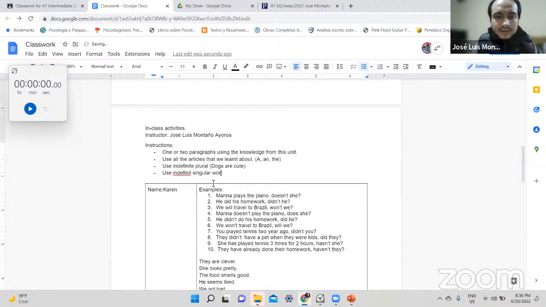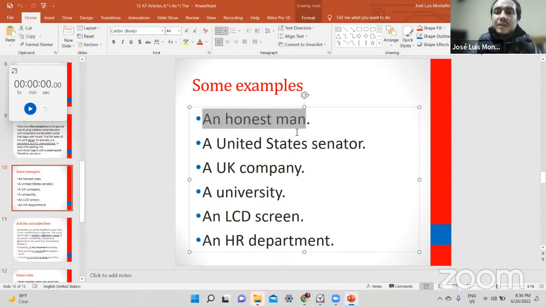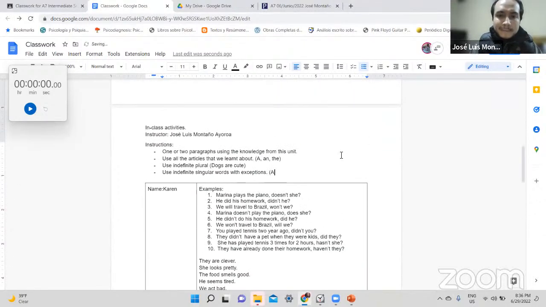Sorry, I made a mistake there, doesn't matter: with exceptions. What is the meaning of that one, with exceptions? It means that you can use one of these words or any other words. For example, an honest man, a United States senator, a UK company, etc. So I'm going to write the two examples here. A UK company. Of course, you're going to do something different, but you can follow those examples.